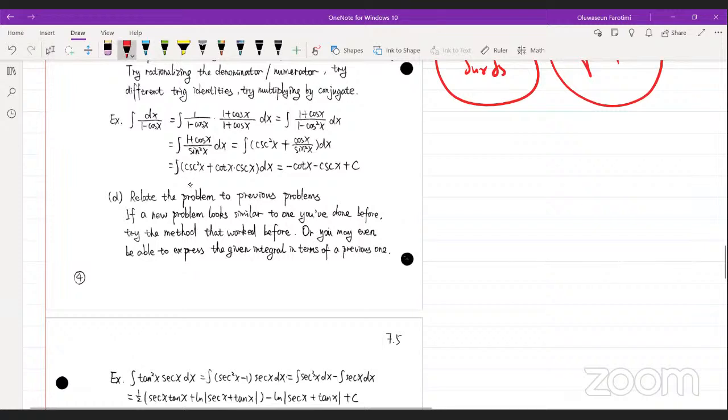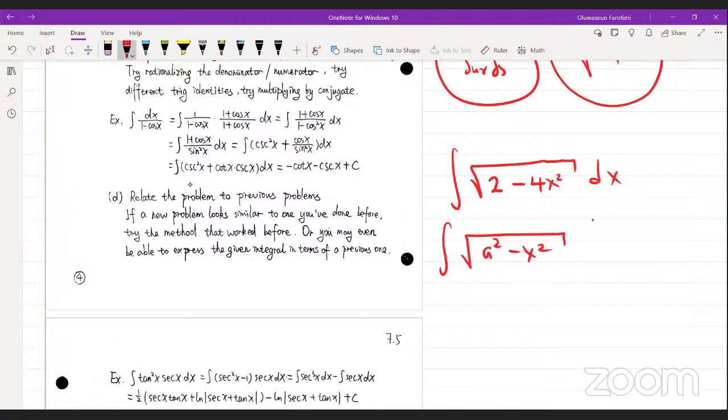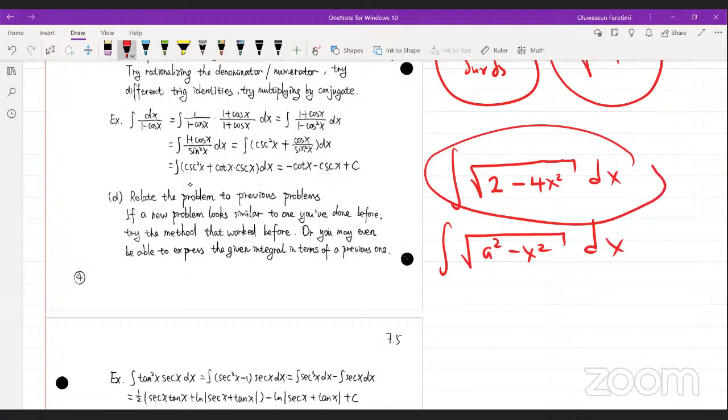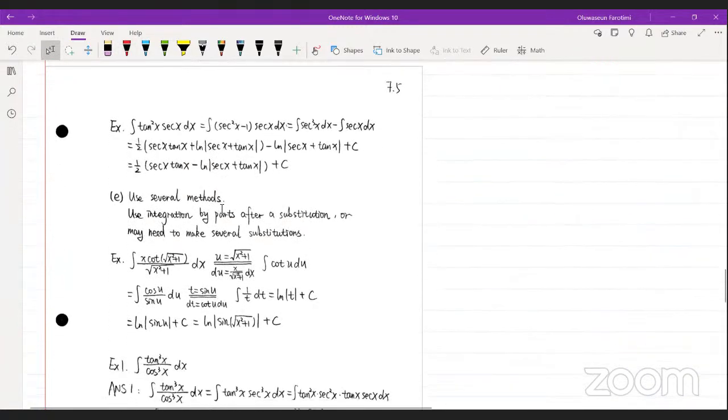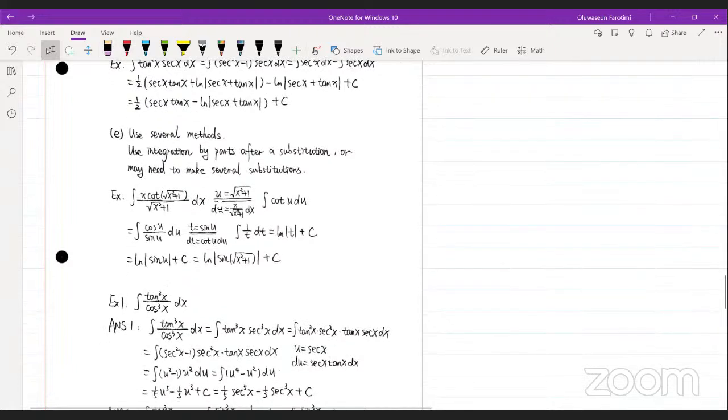I'll give you an example, guys. Suppose I do have, let's say, 2 minus 4x squared dx. But the general form that we already know, we knew something like this, right? So I can just relate this to the known form and be able to solve it. There are examples I want you to try your hands on here. The fifth one says use several methods. Sometimes you use integration by parts after a substitution, or sometimes it could be trigonometric functions.